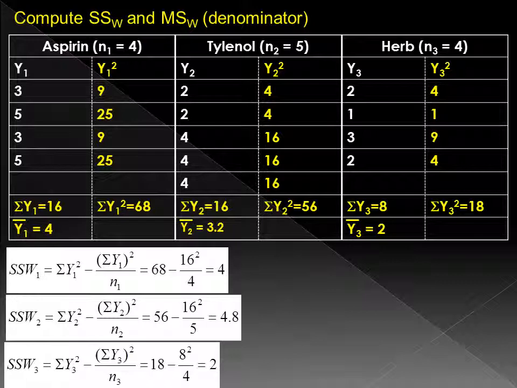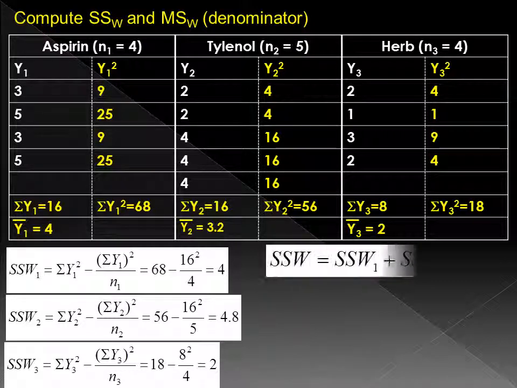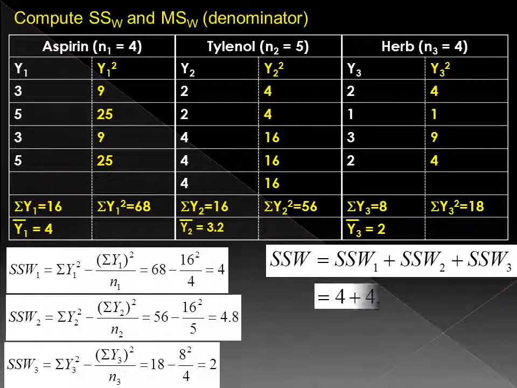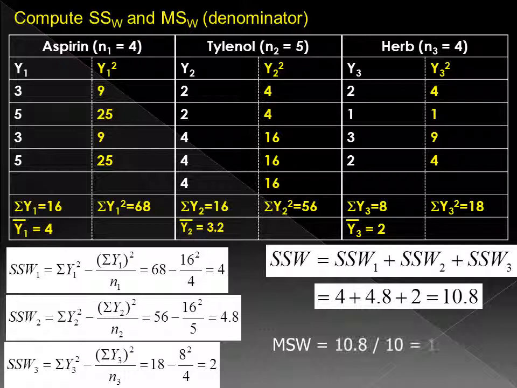Now we have SS within for the aspirin group, Tylenol group, and the herb group. So SS within total equals 4 plus 4.8 plus 2, which is 10.8. What is MS within? MS within equals 10.8 divided by 10, so it is 1.08.